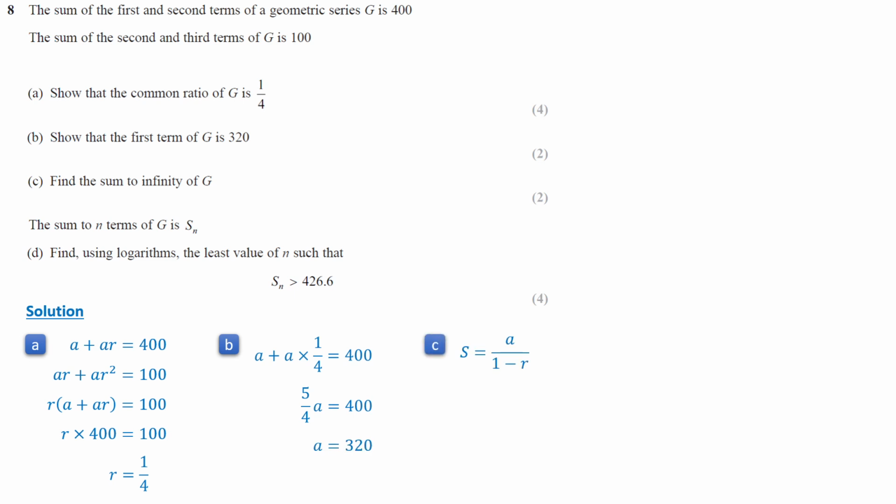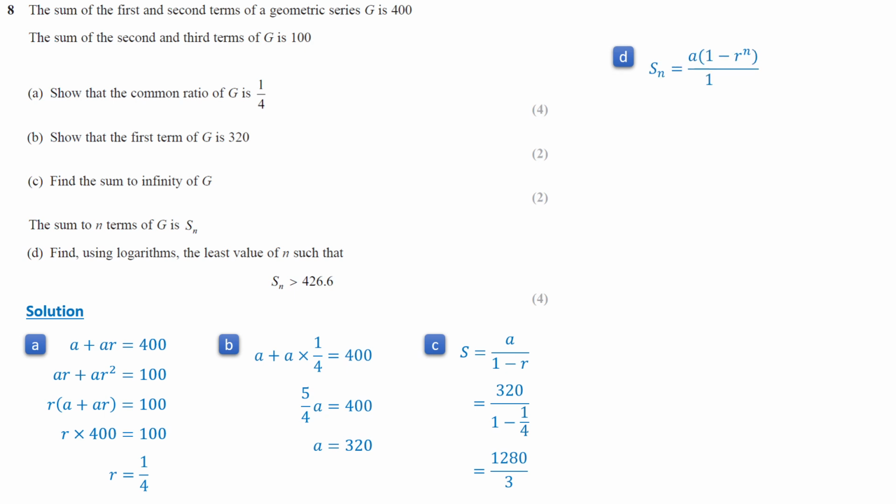The sum to infinity for a geometric series is given by the formula A over 1 minus R. Substituting A equals 320 and R equals 1 over 4 in the formula, we get the sum to infinity equals 1280 over 3.